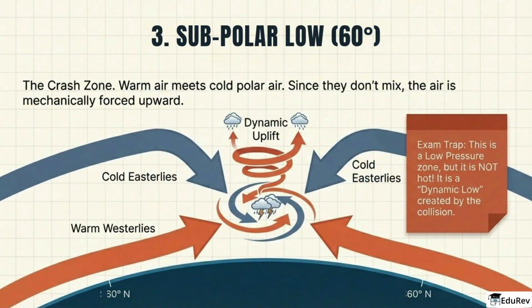Now move to 60 degrees. Here, warm mid-latitude air meets cold polar air. They collide. The warm air is forced upward. Forced uplift creates low pressure. This is the subpolar low. This region becomes the storm track belt with frequent cyclones and frontal systems. Do not confuse this with thermal low. This is dynamic uplift due to collision.